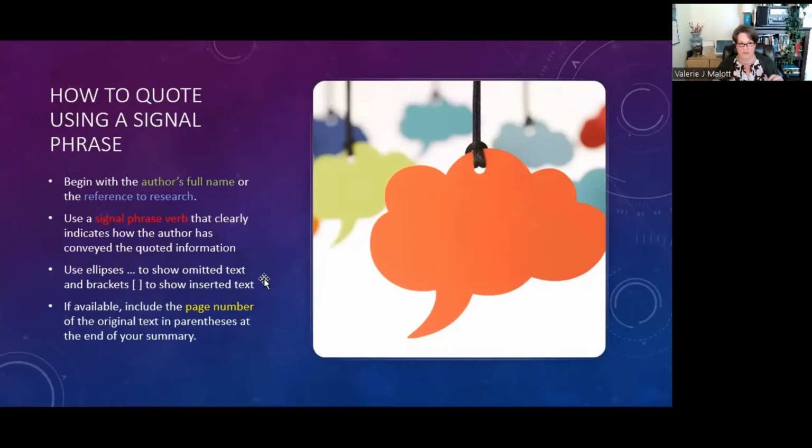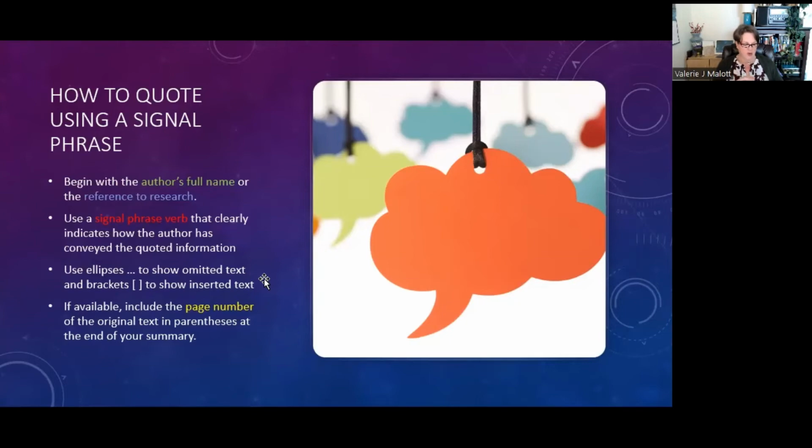Likewise, you can also use brackets, and brackets indicate that you are inserting text. We will often do this if we need to change maybe the tense, or we need to add a word or two to make the author's words flow more smoothly with our own words. So you would use a bracket to show that, hey, I've inserted text here. This was not in the original. That's a completely acceptable thing to do.